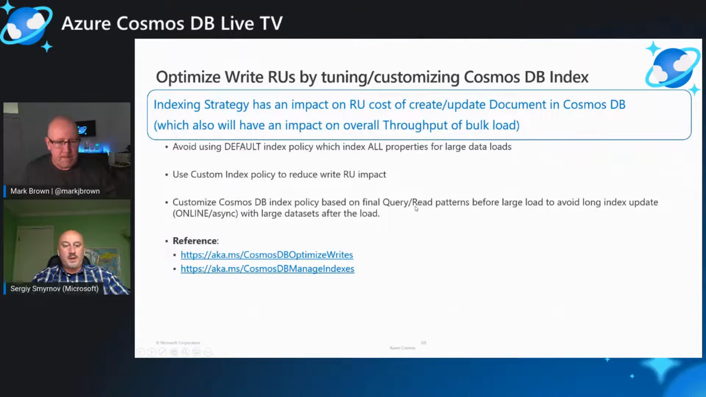So the second or last part of the bulk load optimization is optimizing the indexing strategy.